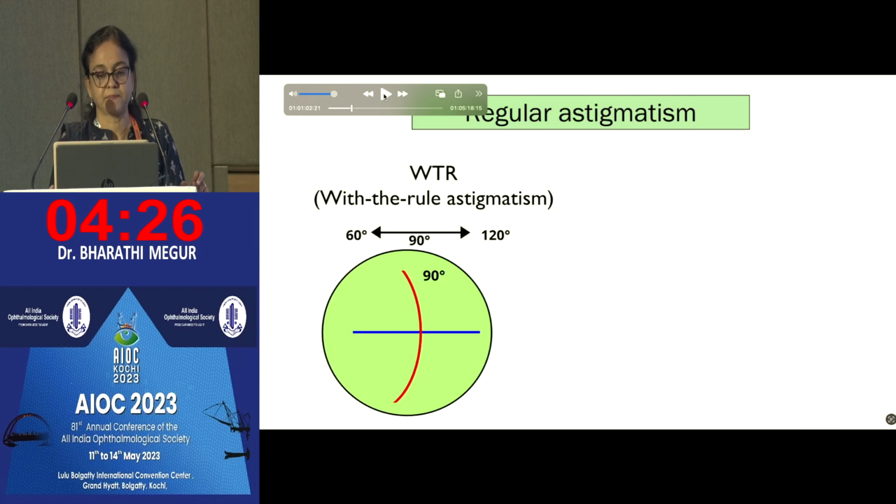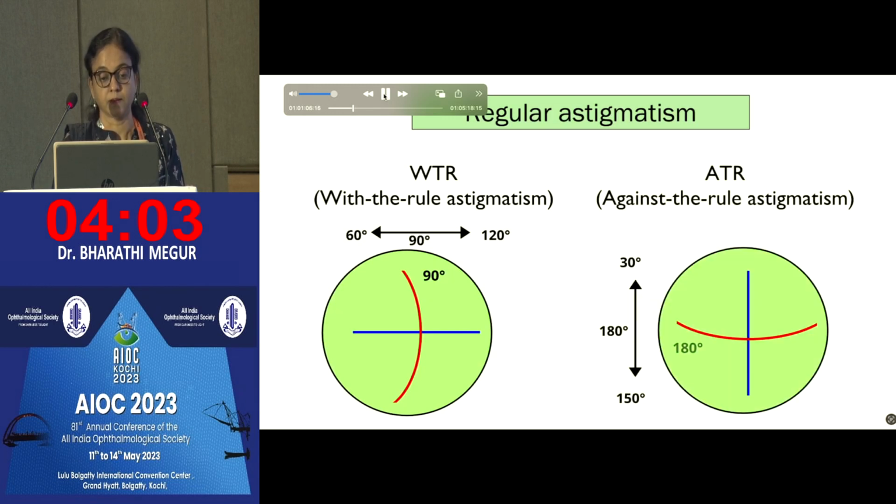Coming to certain simple aspects of astigmatism, or refreshing the astigmatism principles in our practice, regular astigmatism is the most common indication for using toric IOLs. Regular astigmatism can be with the rule or against the rule. In with the rule astigmatism, the steep axis is at 90 degrees. In against the rule astigmatism, the steep axis is at 180 degrees. Whenever we counsel patients for toric IOL implantation, there is a flexibility of plus or minus 30 degrees from the steep axis, as you can see, 60 to 120 degrees and 30 to 150 degrees. So within plus or minus 30 degrees, we can still counsel the patient for a toric IOL implantation.